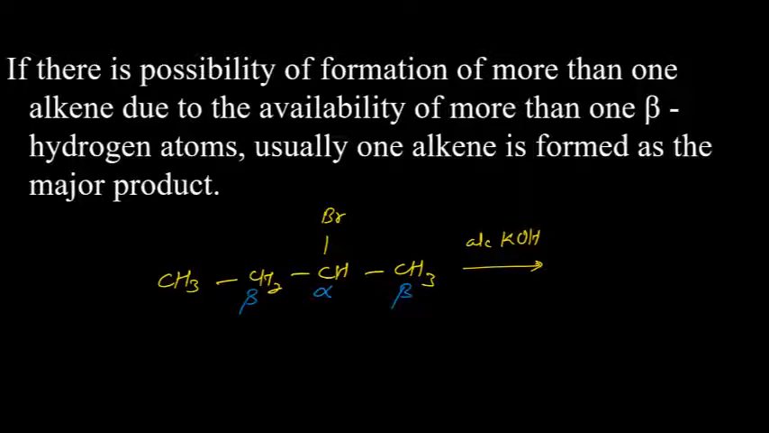And the rule is that halogen will go from the alpha carbon and hydrogen will go from the beta carbon. So there are two possibilities. Hydrogen can go from here or from here. In this case, which one will be the major product? Whether the double bond is here or here. Both are possibilities. The double bond can be formed at two places.